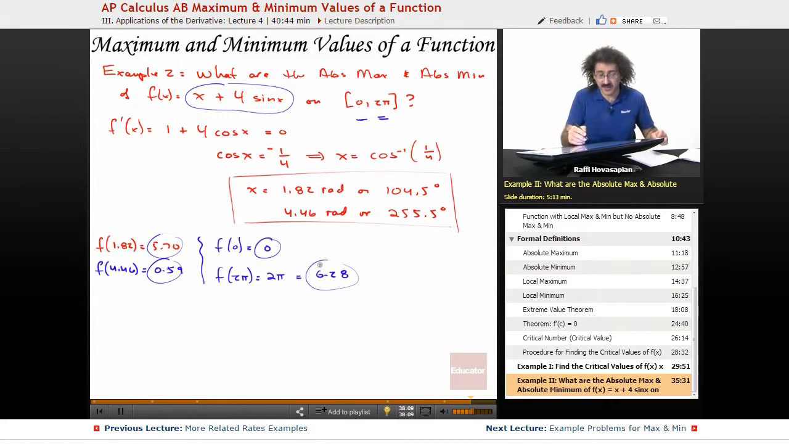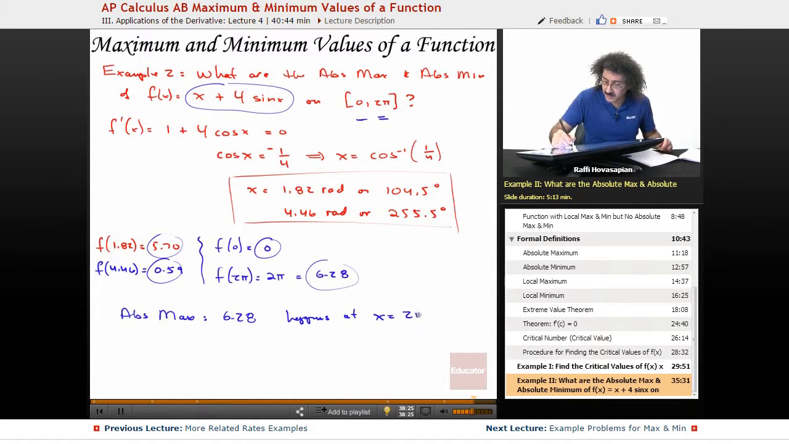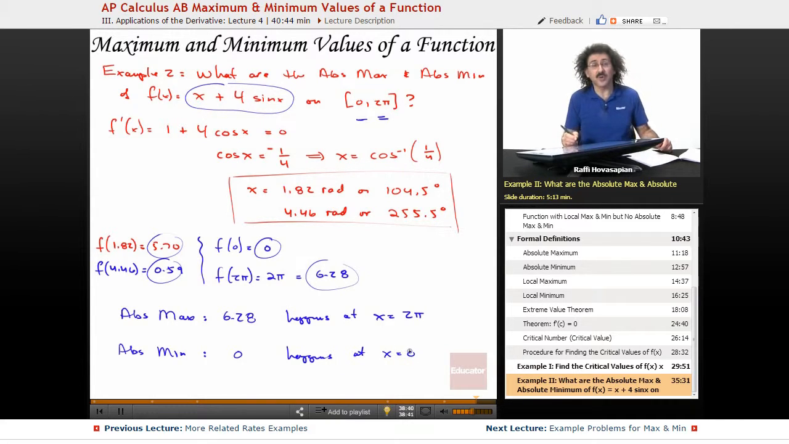The absolute max is the biggest number among these. So the absolute max is equal to 6.28, and that happens at x equals 2 pi. The absolute min value, well, the smallest number here is 0, and that happens at x equals 0.